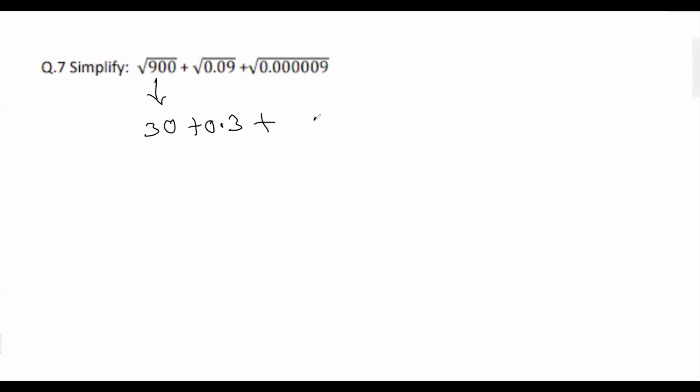For 9 it is going to be 3. You can count the decimal places here. I can say 6. Then half of 6 is 3. It will have 3 decimal places.